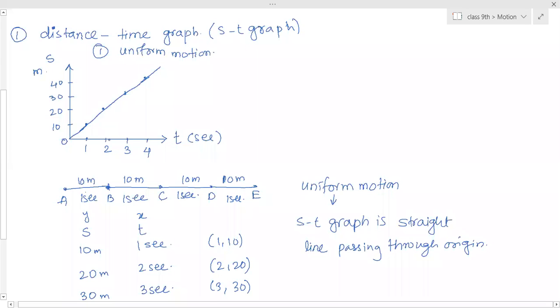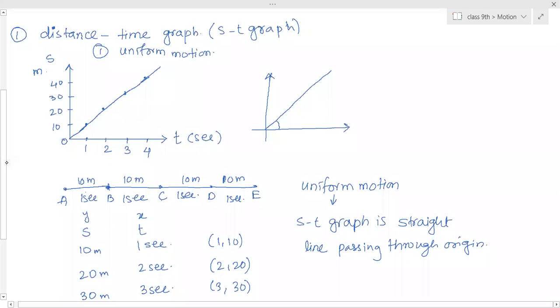This is inclined to the x-axis. So it is always inclined. Whatever values you get, you will always get a graph like this, a straight line. And this is always making some angle with the x-axis, that is, the time axis. Is it clear? Remember that uniform motion means the graph is a straight line, inclined. Is it clear?